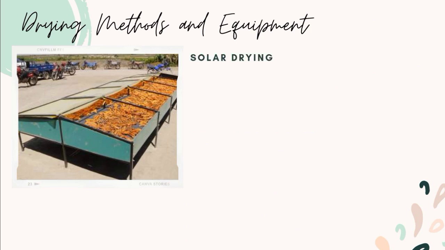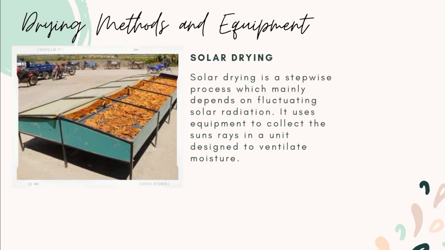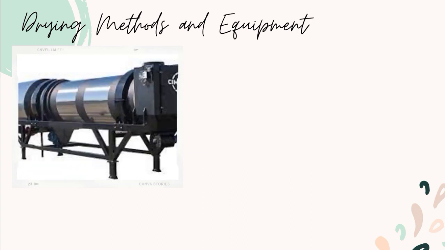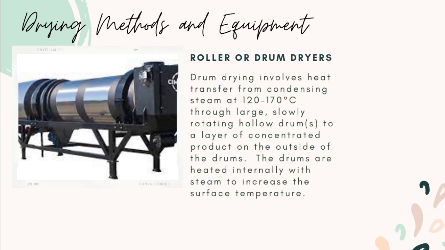Next is solar drying. Solar drying is a stepwise process which mainly depends on fluctuating solar radiation. It uses equipment to collect the sun's rays in a unit designed to ventilate moisture. Next is roller or drum dryers. Drum drying involves heat transfer from condensing steam at 120 to 170 degrees Celsius through slowly rotating hollow drums to a layer of concentrated product on the outside of the drums. It is a continuous process that creates dry powders and flakes from a liquid feedstock.